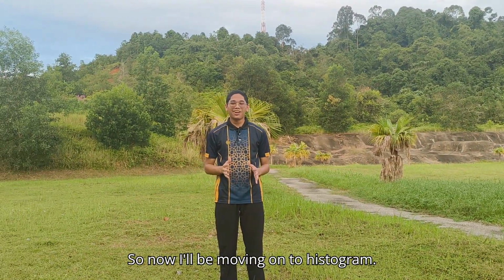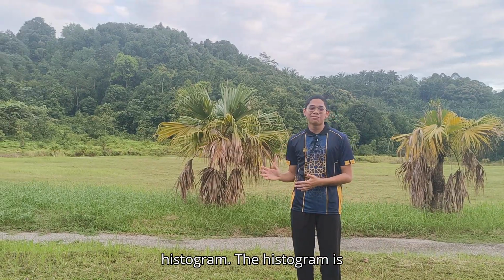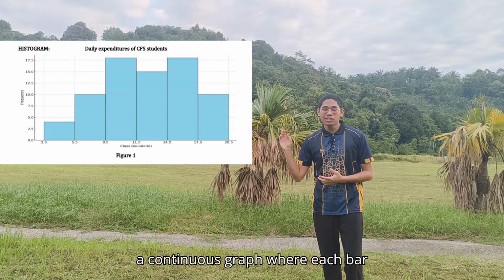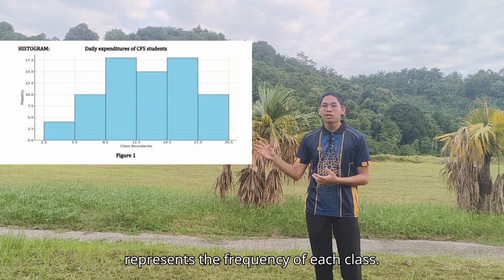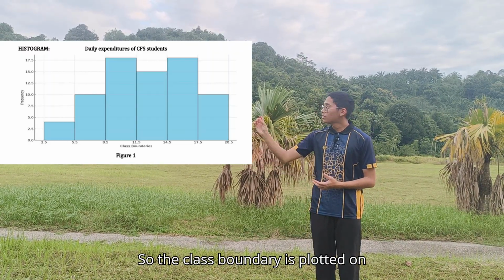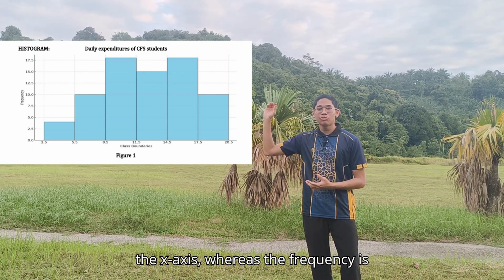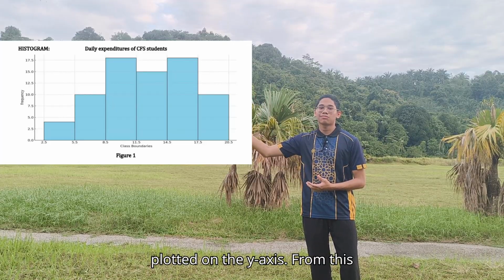So now I'll be moving on to the histogram. The histogram is a continuous graph where each bar represents the frequency of each class. So the class boundary is plotted on the x-axis, whereas the frequency is plotted on the y-axis.